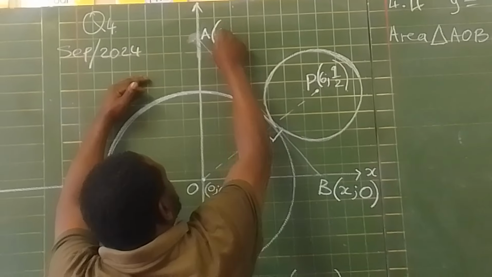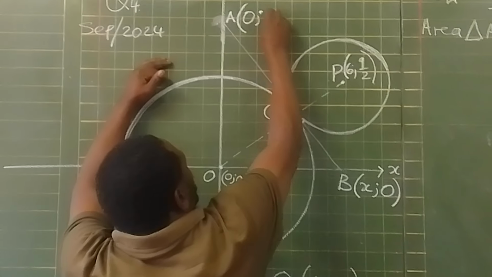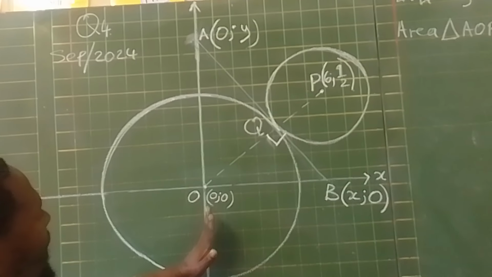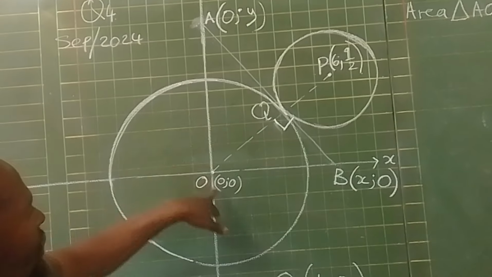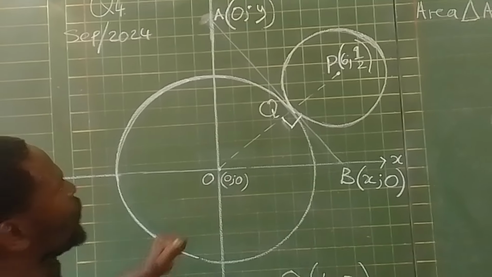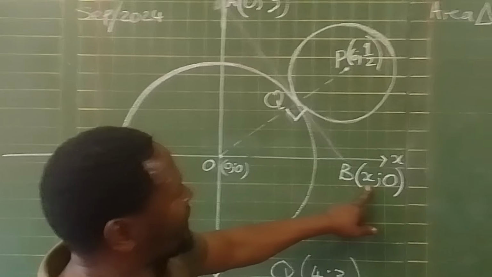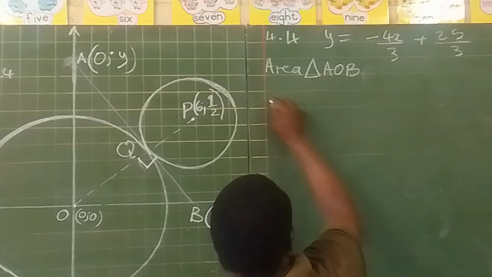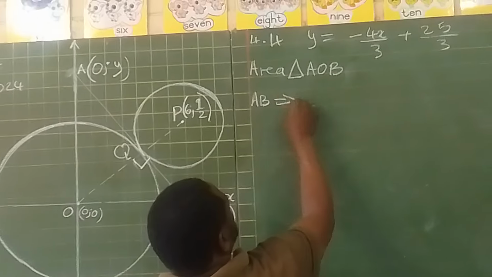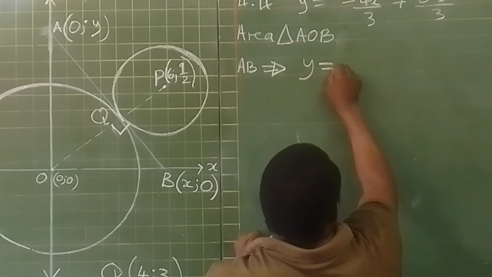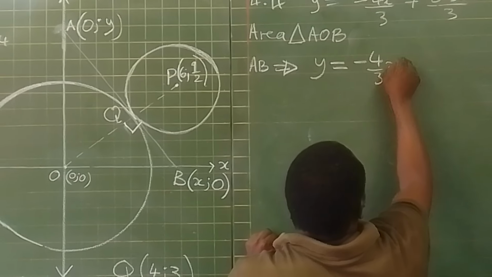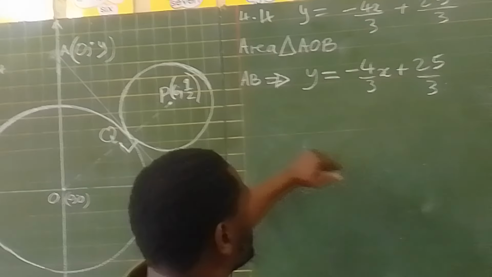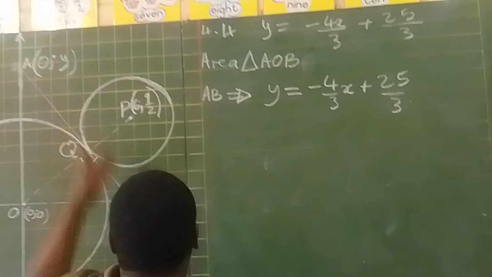You have x here as 0, and y. We don't know the value of y, but we know the value of x because it's still on the same plane as 0 from the origin. So we need to find y. We have the equation of AB, the equation of AB is y equals minus 4/3 x plus 25/3. Remember, we have to find the intercepts.